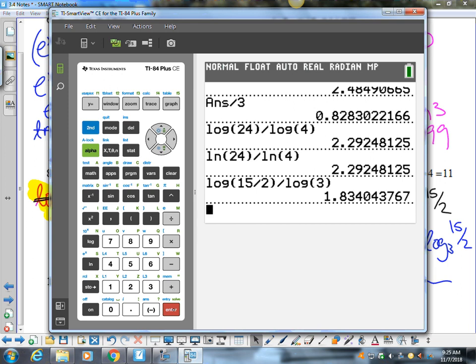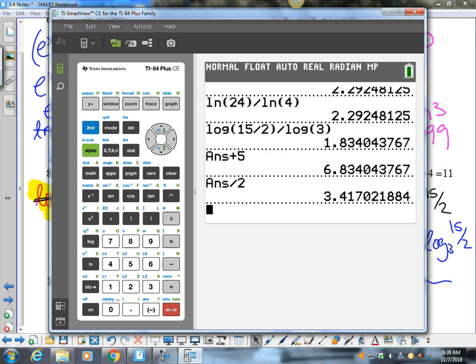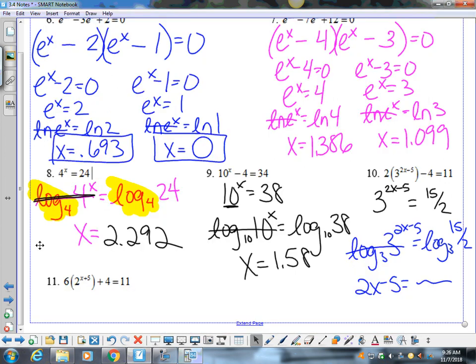Now, do I want to write that answer down? What do I have left to do to that answer to solve this problem? I've got to add 5 and divide by 2. So I'm going to add 5 and hit enter, and then I'm going to divide by 2. That's the one I want. So 3.417.